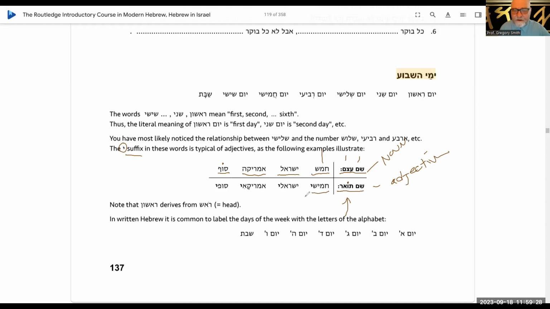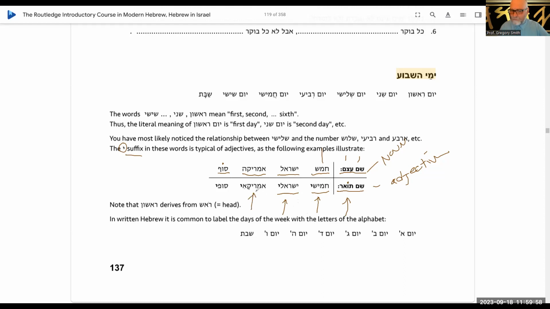The adjective would be descriptive, so it would be like the 5th tomato. Chamishi, yeah, the 5th. And then Israeli would be describing a man, so you would say Ish Israeli, an Israelite man.